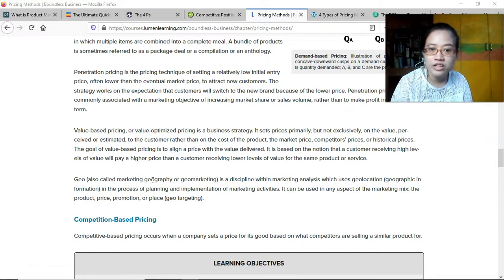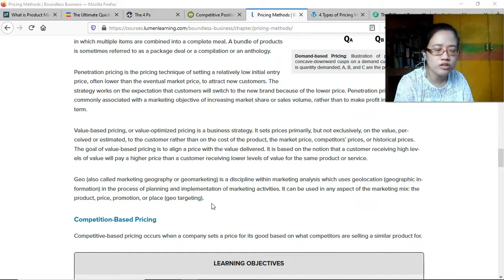Geo, also called marketing geography or geomarketing, is a discipline within marketing analysis which uses geolocation, geographic information, location, area, okay, in the process of planning and implementation of marketing activities. It can be used in any aspect of the marketing mix: the product, price, promotion, or place.